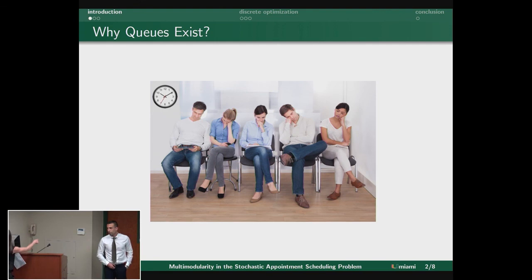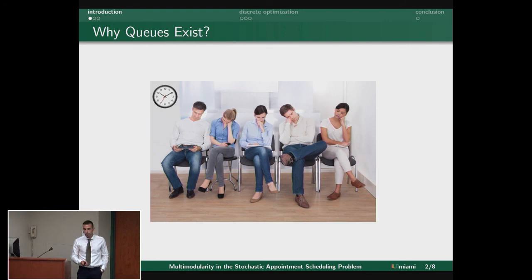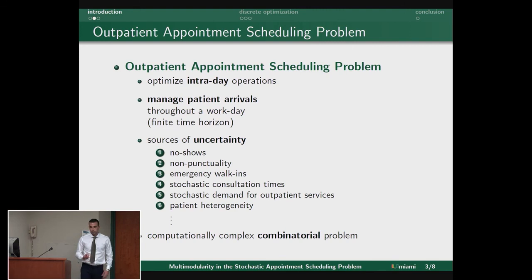So why do you think this happens? Is it because of bad scheduling? Is it because of overbooking? Is it because of variability involved in outpatient processes? How about all of the above? So in the appointment scheduling problem, we address the question of how to manage patient arrivals in outpatient clinics so that we utilize resources efficiently and patients experience short waiting times.